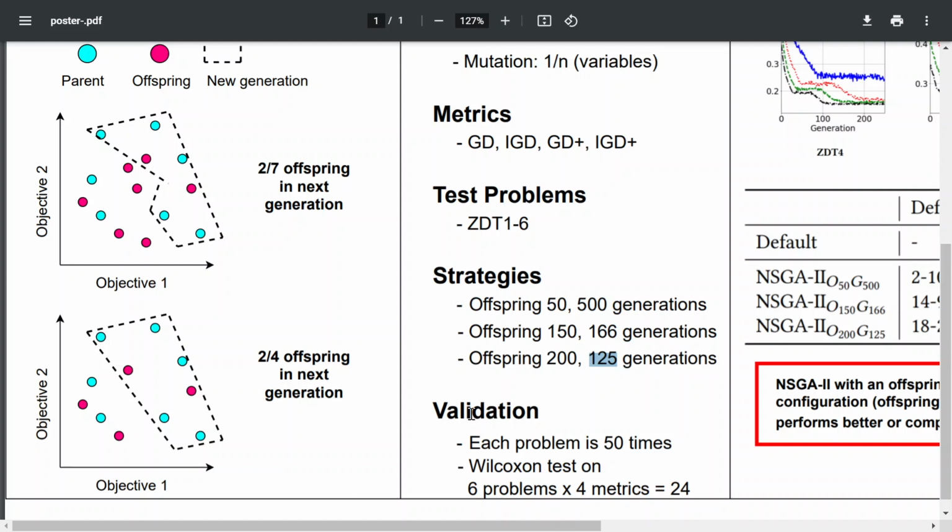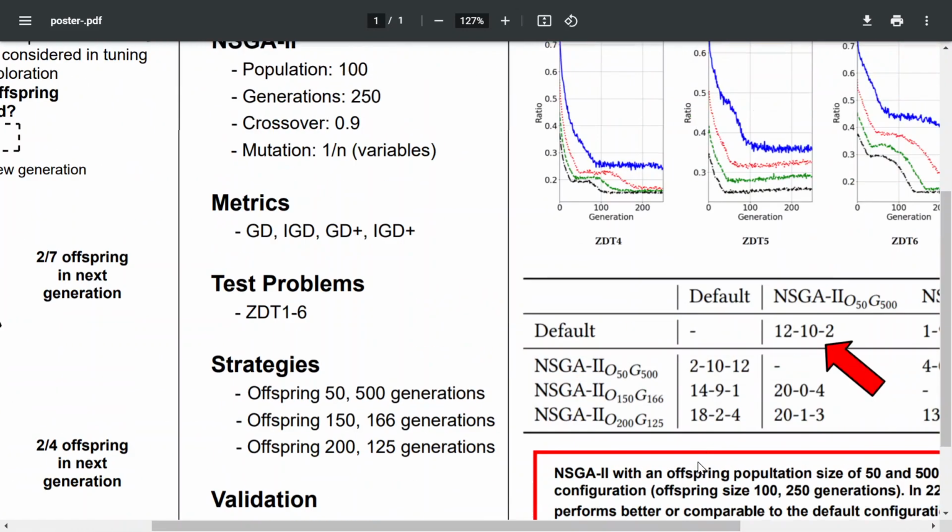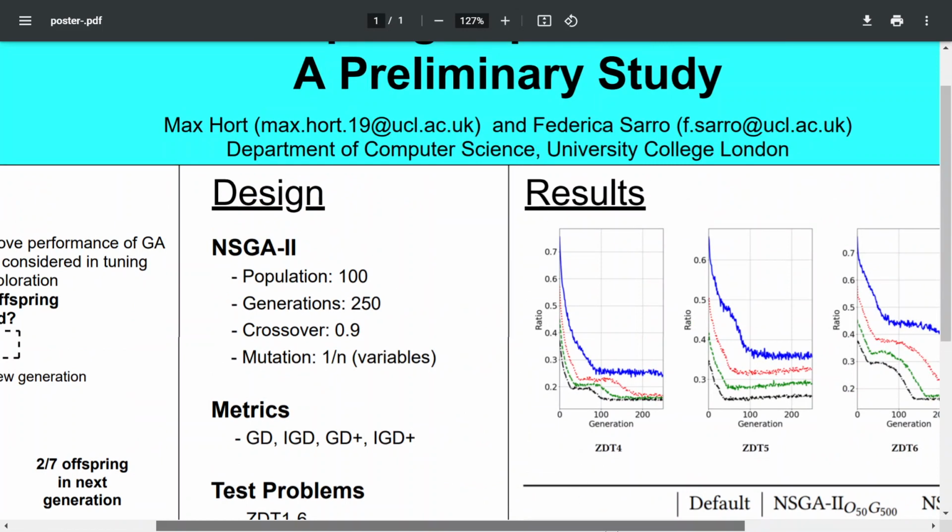We then validate our results with statistical tests, in particular the Wilcoxon test. Each test problem is optimized 50 times with each of the 3 strategies and the default. Therefore, we have 24 comparisons for each strategy and the default. We can now move on to the results.